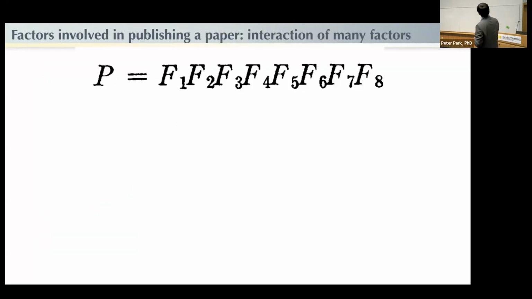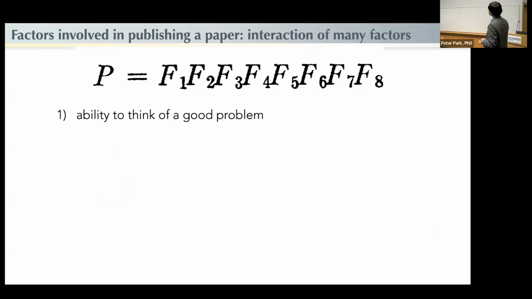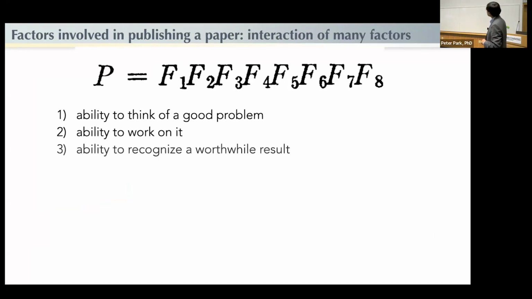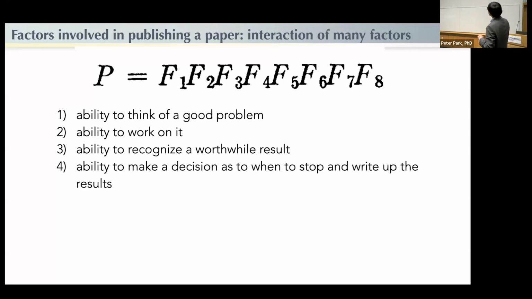Okay, well, how does this work? He says, in terms of your productivity, there are many factors involving publishing a paper. It's actually interaction of many factors. Okay, you need ability to think of a good problem, ability to work on it, okay? Ability to recognize a worthwhile result, right? Sometimes we get some result, but we can't tell whether it's worthwhile or not. You keep going, right? So you need to know when to stop. Ability to make a decision as to when to stop and write up the result, okay?